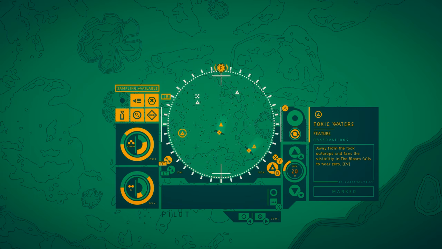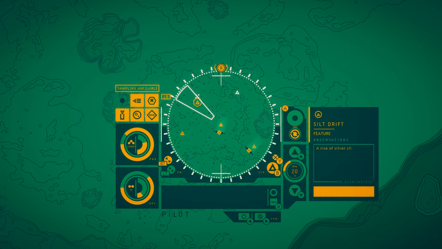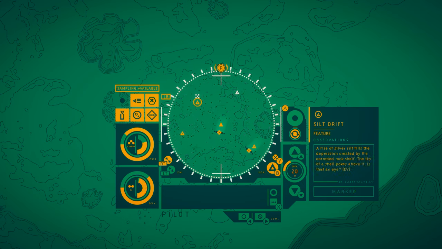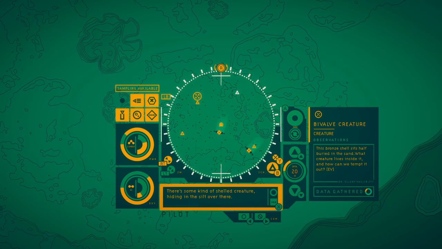Toxic waters. Away from the rock outcrops and fans, the visibility in the bloom falls to near zero. Silt drift. A rise of silver silt fills the depression created by the corroded rock shelf. The tip of a shell pokes above it. Is that an eye? Is it? Bivalve creature. There's some kind of shelled creature hiding in the silt over there.